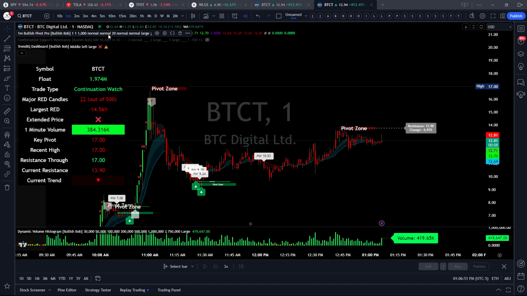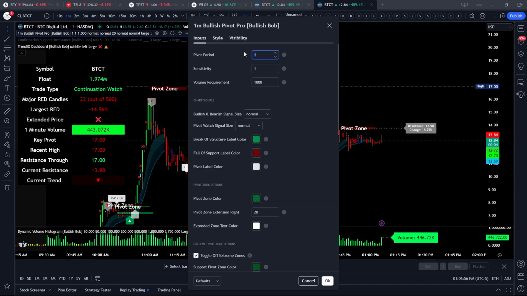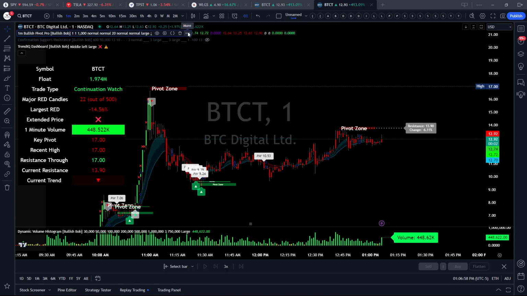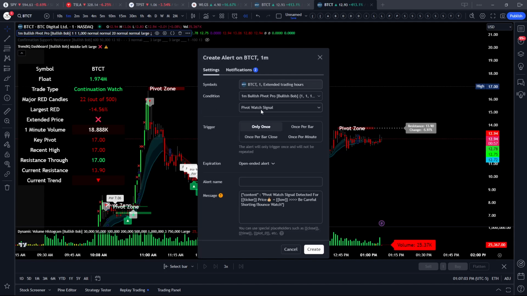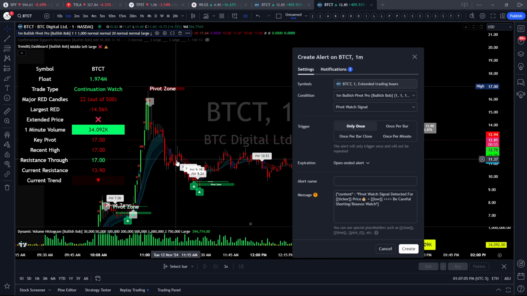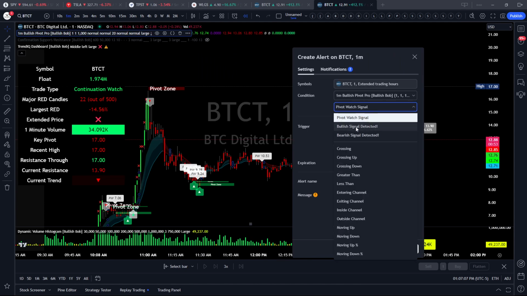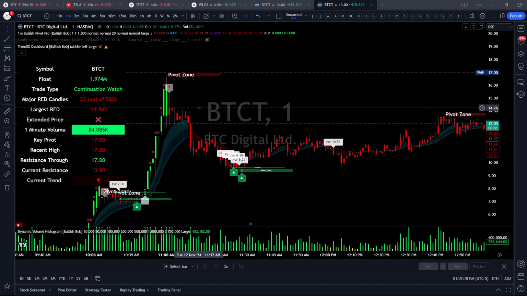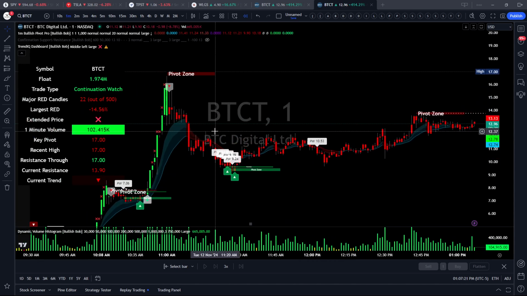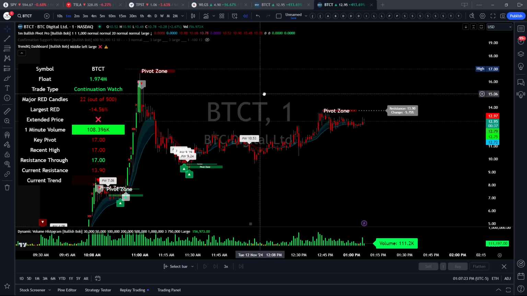Another really cool thing you can do here is add alerts to this as well. Click on the 3 dots, go to the 1 minute bullish pivot pro, and add an alert. You can see right here, you can add the alert on the pivot watch signal. You can add the alert on a bullish signal detected, which is going to be this green candle, or on a bearish signal detected, which is going to be the red candle. So if you're looking for short opportunities, if you're a short seller, maybe this was going to be your opportunity for shorting it after this huge move, right? So very clear indication, guys.